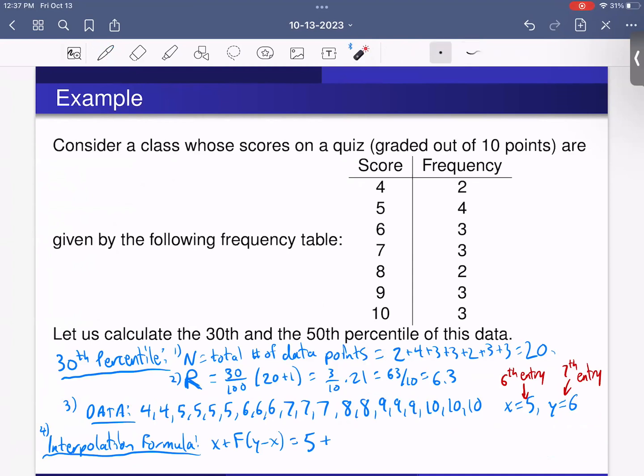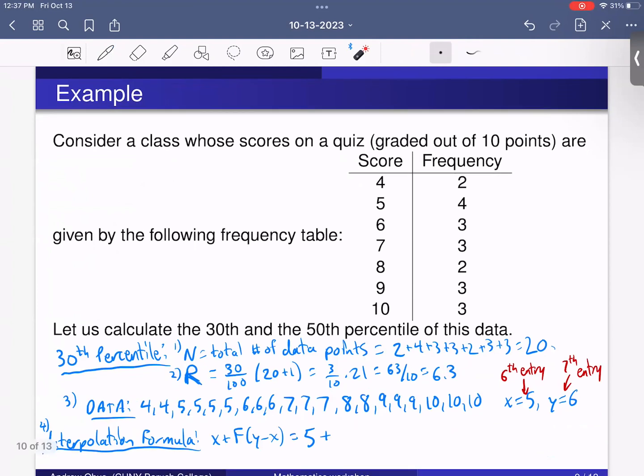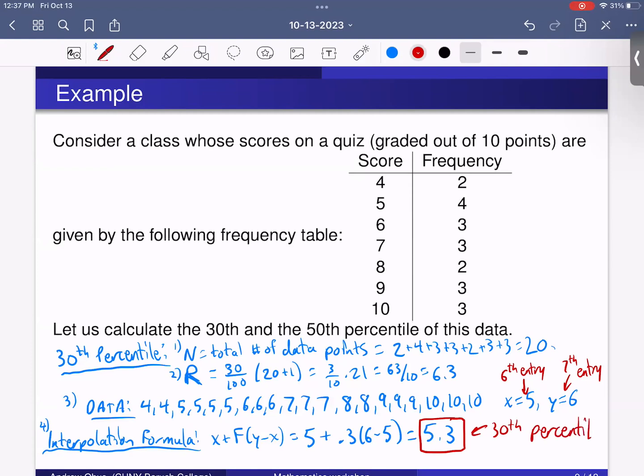well, what's the fractional part of R over here? The fractional part is 0.3, whatever goes after, exactly. Yes, thank you, Gabriel. It's whatever goes after the decimal point. So 5 plus 0.3 times 6 minus 5. And that's just 0.3 times 1, so this turns out to be 5.3. Okay, so this is the 30th percentile. The 30th percentile of this data is 5.3 using the interpolation method.